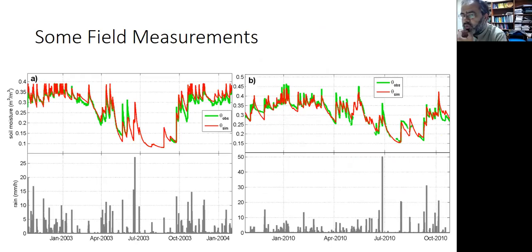Ab ye main kya aapko dikha raha hu, these are actual field measurements. Bottom pe there is the rain. Theek hai, ye daily rain hai, don't bother ye kis jagah ki hai, or this is just I've taken from some research paper, some location that I don't even remember. Theek hai, bottom pe aapke paas jo hai wo rain hai, aur upar kya hai, this is the soil moisture.